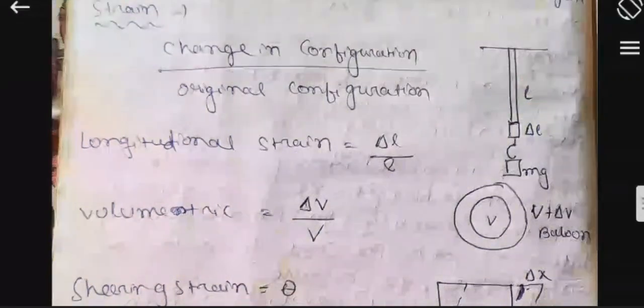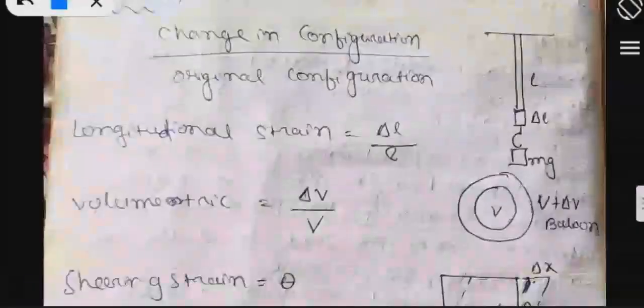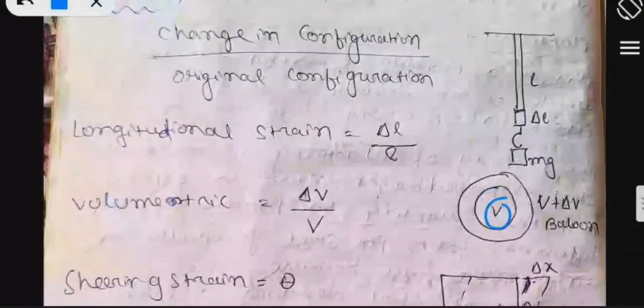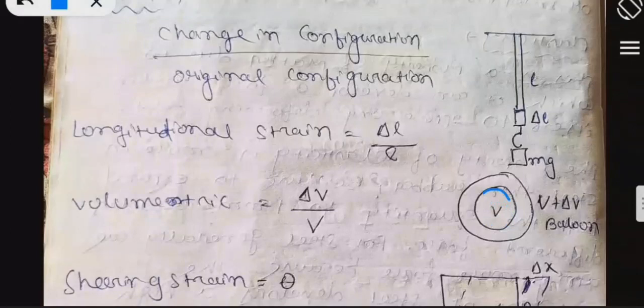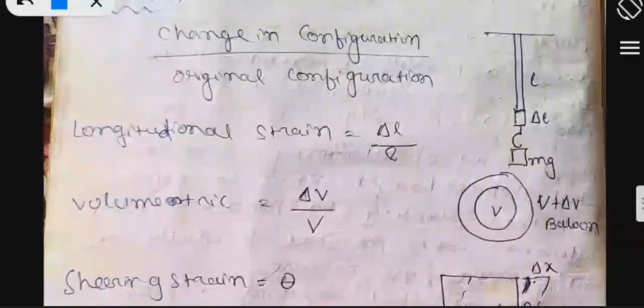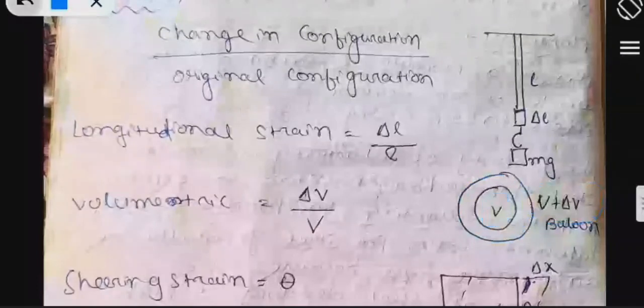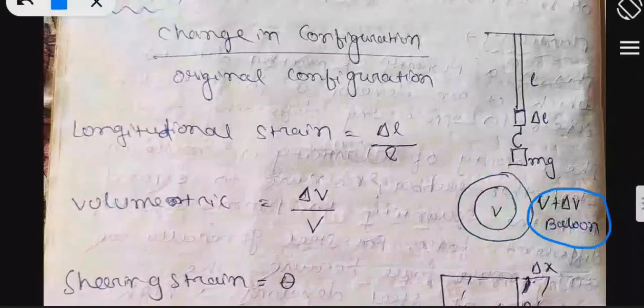Next one is volumetric strain. As you can see here, suppose I have taken a balloon like this, which has a volume, and let us say water is there inside it. The original volume is this one, and after I expand it, it will create a volume like this. Previously the volume is V, and now it has changed, and let us represent the change with delta V. So what is the change here? Previously it was V and now it has changed to V plus delta V.